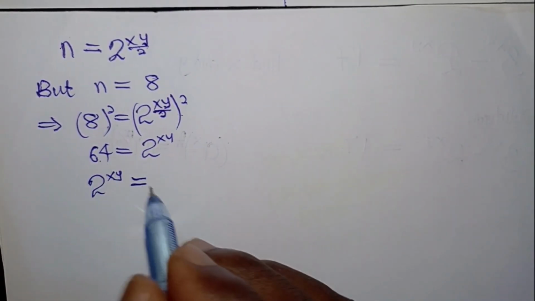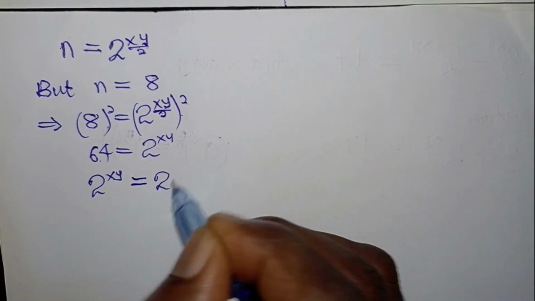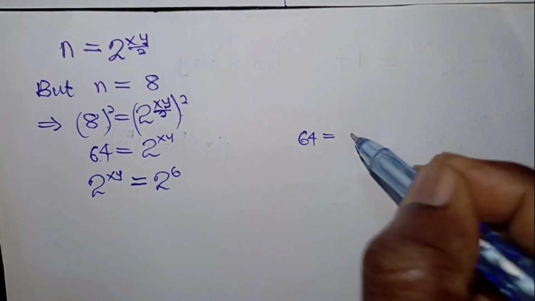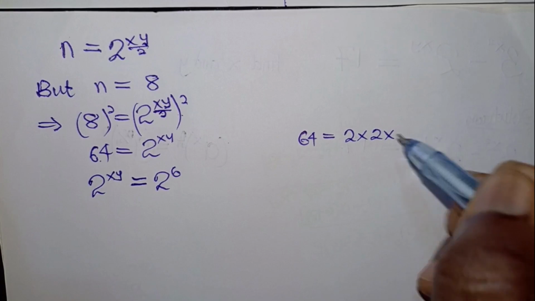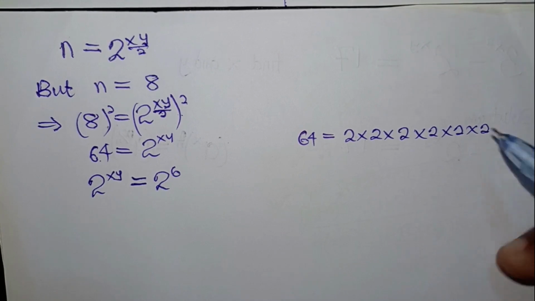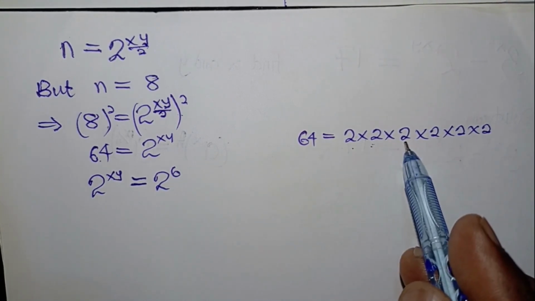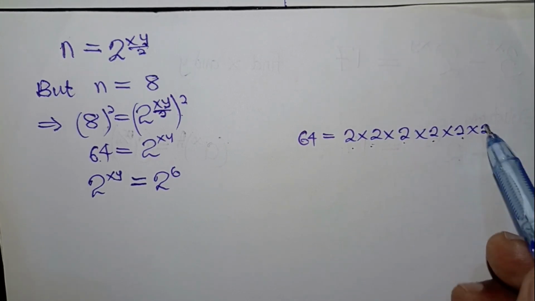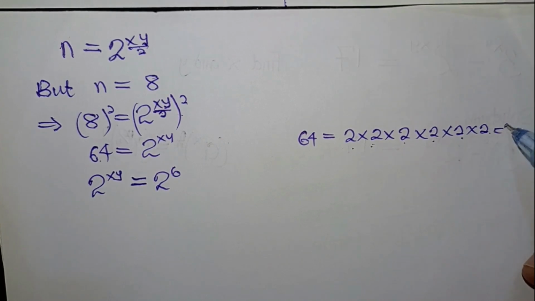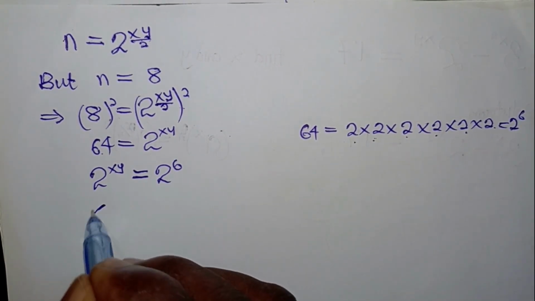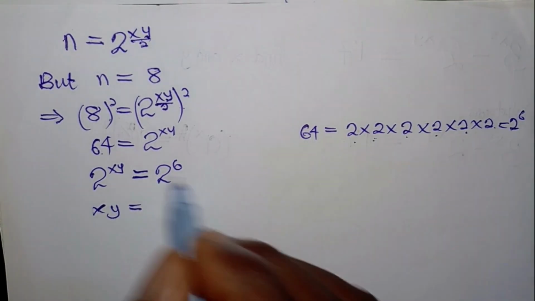But 64 can be written to the base of 2 as 2 to the power 6. Here, 64 is the same as 2 times 2 times 2 times 2 times 2 times 2. Or 2 times 2 gives 4, 4 times 2 gives 8, 8 times 2 gives 16, 16 times 2 gives 32, 32 times 2 gives 64. So we can write this as 2 to the power 6. If the bases are the same, we can say that xy equals 6.